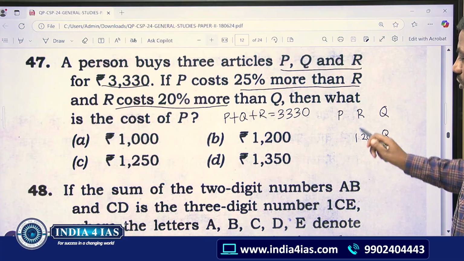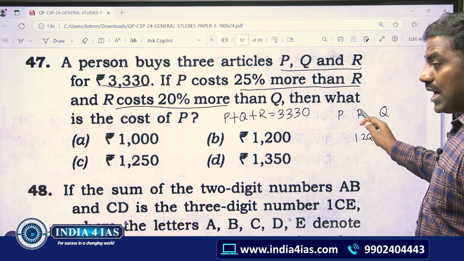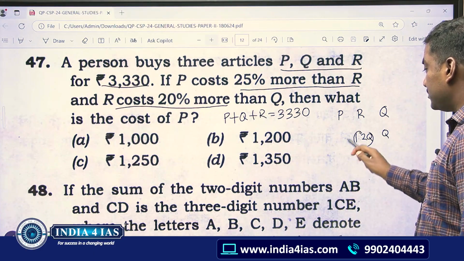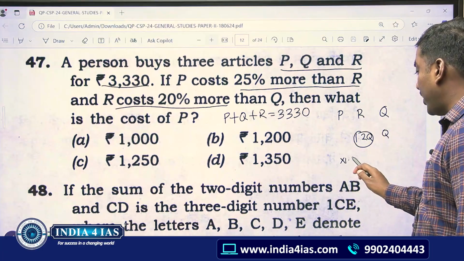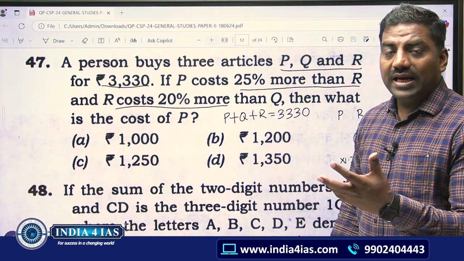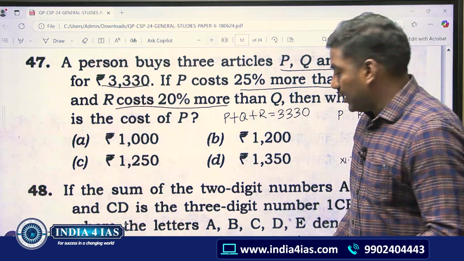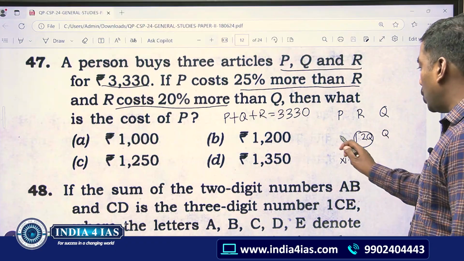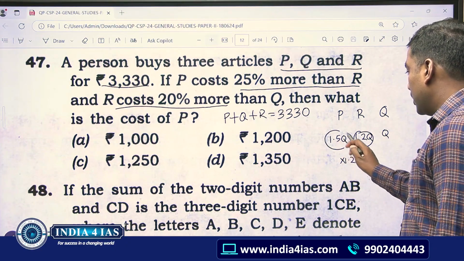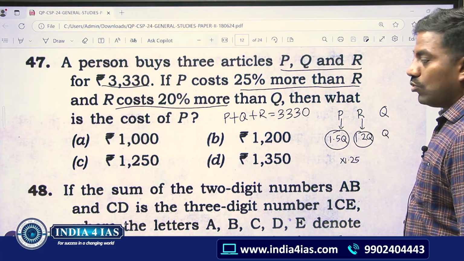20% more than Q means 1.2 Q. Now P is 25% more than R, so we have to multiply by 1.25 to this. Why 1.25? Because this is 25% more. Anything that is 25% more will be 1.25 times the previous. So 1.25 into 1.2 is nothing but 1.5, and Q will remain there. So Q value is Q, R value is 1.2 Q, P value is 1.5 Q.